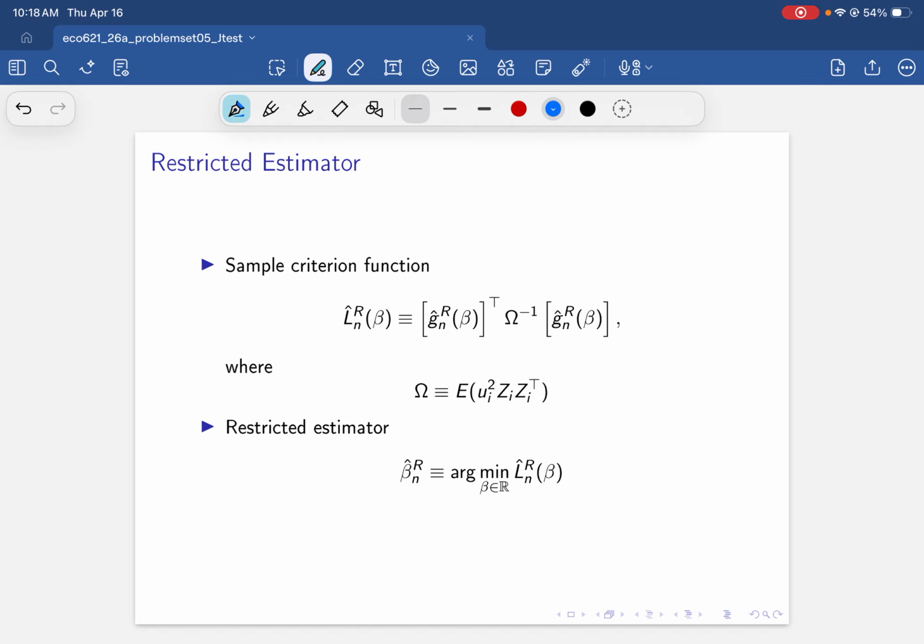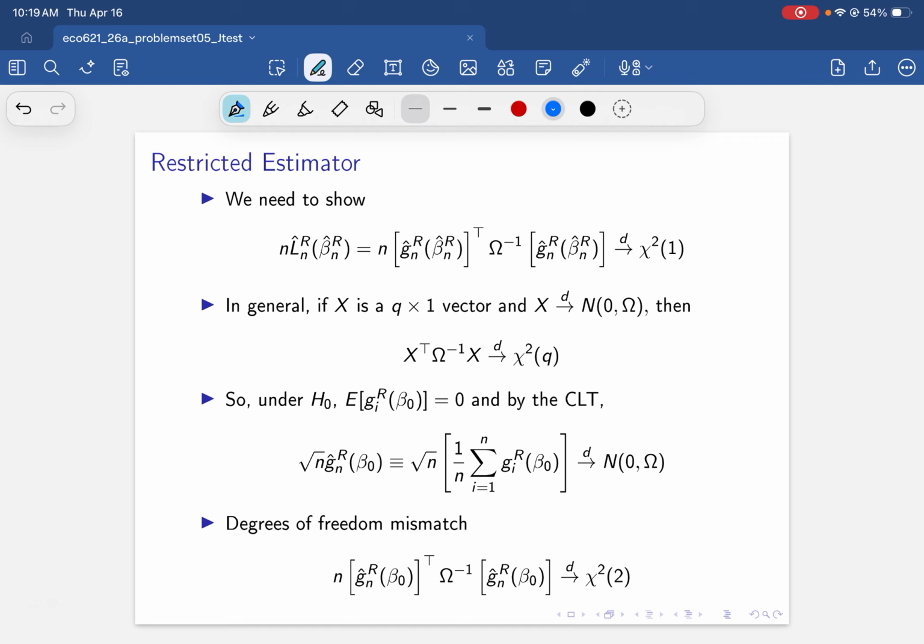Then let's think about the restricted estimator. The sample criterion function should look like this in general. Now the weighting matrix matters, because there are two instruments for one parameter. Depending on your weighting matrix, your estimator may be different. That is a problem. The weighting matrix is defined this way, and I'll start from the optimal weighting matrix, and later I will change it to the identity by assumption.